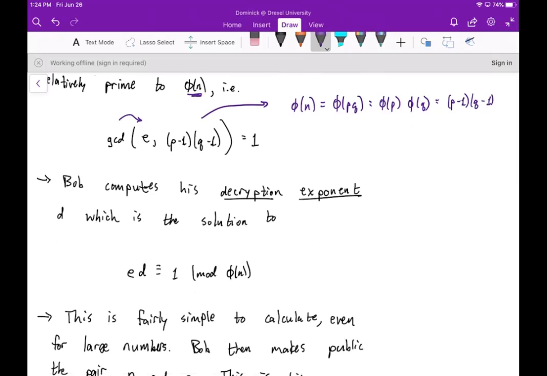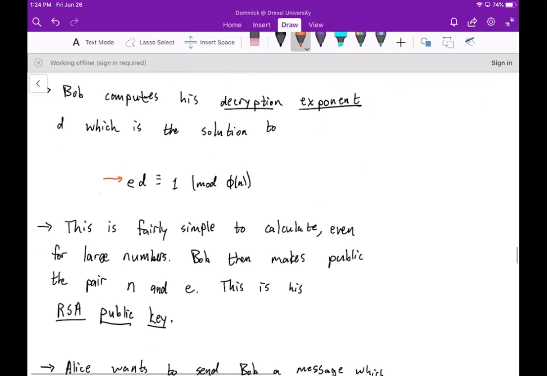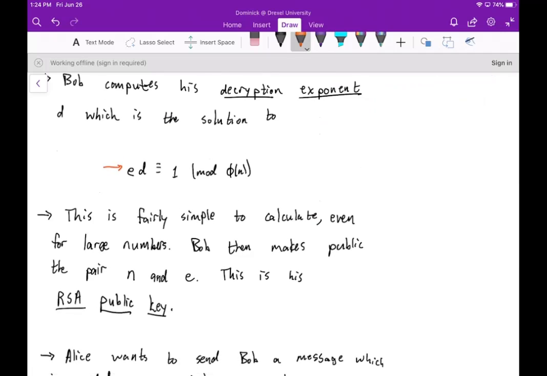Okay, now Bob computes his decryption exponent, which we call d, which is the solution to e times d congruent to 1 mod phi of n. Now, of course, this is fairly simple to calculate, knowing the things that we know. And of course, since we're still new to this idea of cryptography and modular arithmetic, it might take us a little bit to get the hang of it, but it's fairly simple to calculate, right?